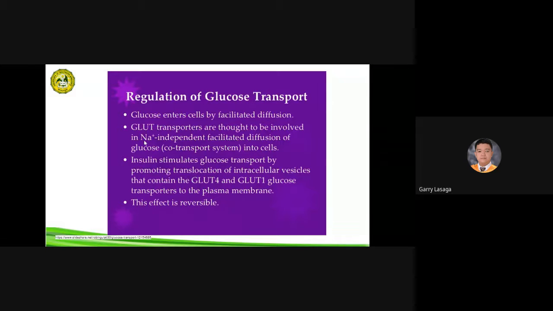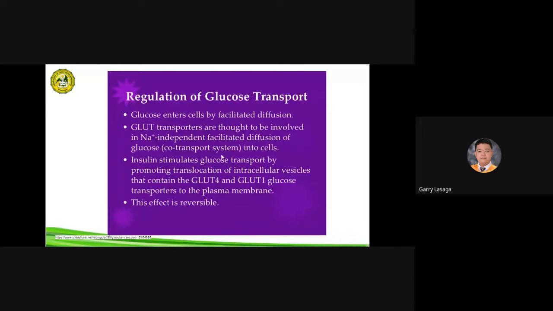When we say sodium-independent, this type of membrane transport is not dependent on the presence of the sodium ions. Insulin stimulates glucose transport by promoting the translocation of intracellular vesicles that contain the GLUT4 and GLUT1 glucose transporters to the plasma membrane.